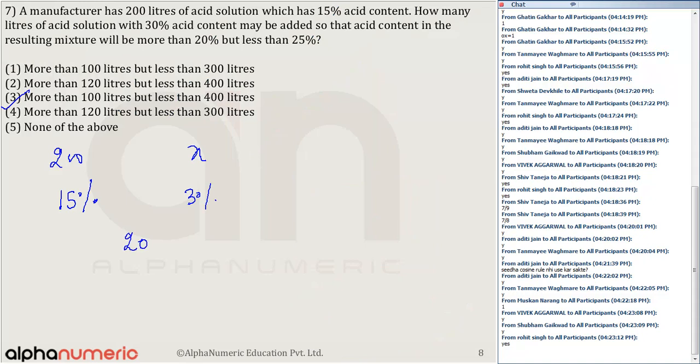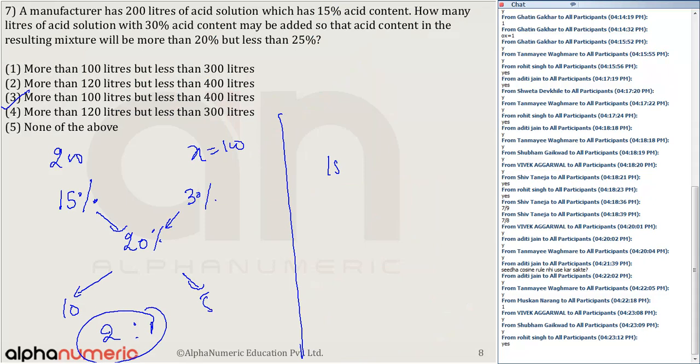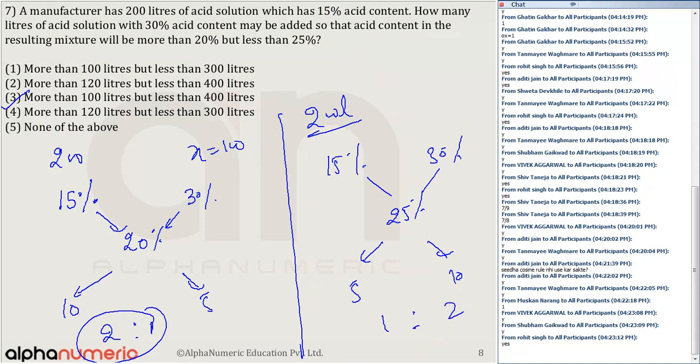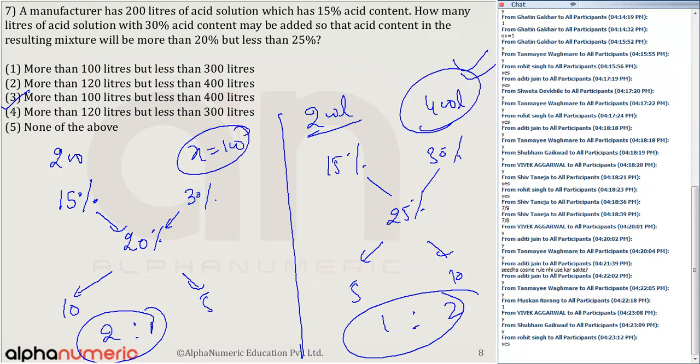तो minimum 20 चाहिए. ठीक है, तो I can apply alligation rule. 30 minus 20 is equal to 10, 20 minus 15 is equal to 5. So here they are in the ratio 2:1. So here the value of X is 100. ठीक है, सेकेंड सिनेरियो 15%, 30%, मैक्सिमम मुझे 25% चाहिए, और ये 200 लीटर है. तो 30 minus 25 is equal to 5, 25 minus 15 is 10. So they are in the ratio 1:2. So अगर ये 200 लीटर है तो ये 400 लीटर. So maximum quantity is 400 liters, minimum quantity is 100 liters, which is option number 3. So by using alligation rule, we'll get this answer.